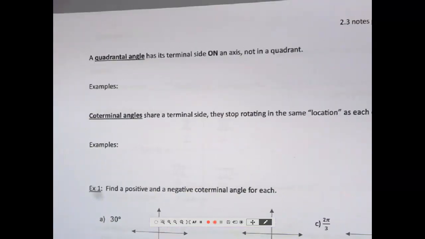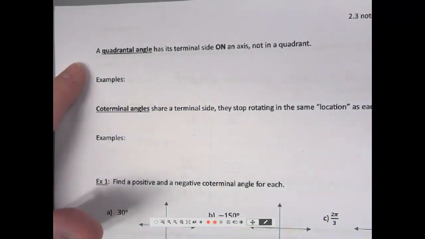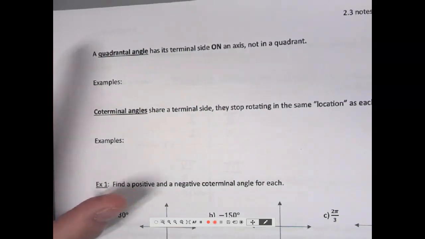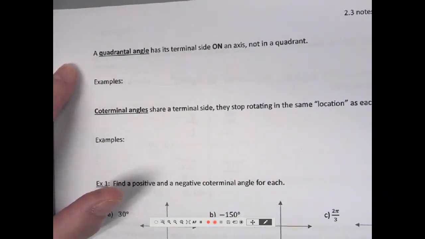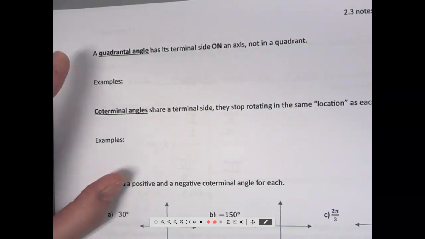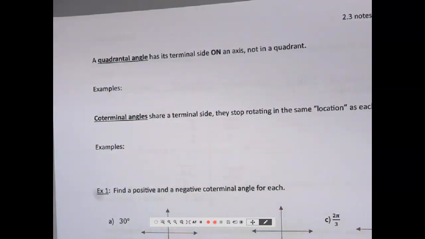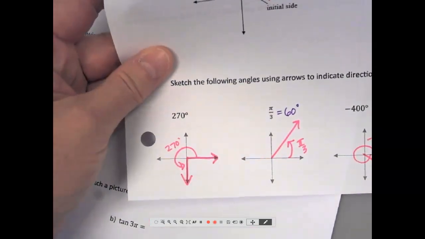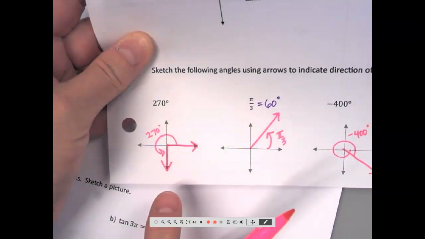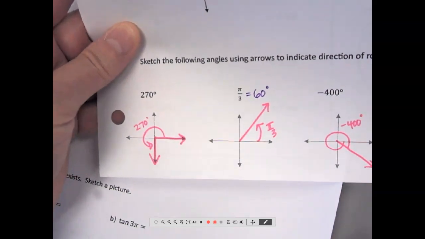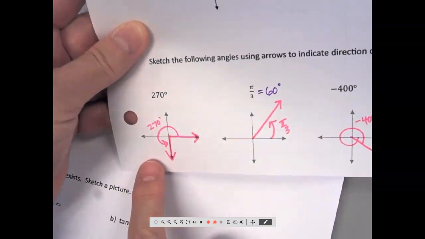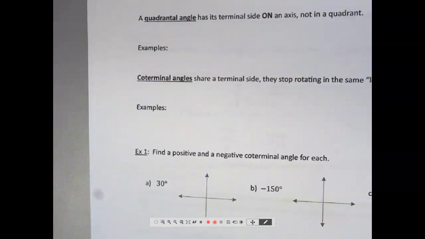Okay, so one of them previously that we did was one of these. A quadrantal angle has its terminal side on an axis, not in a quadrant. That's kind of misleading, isn't it? Because what's the root word in quadrantal? Quadrant. But a quadrantal angle isn't in a quadrant. It's the exact opposite. It's on an axis. So which one over here did we do that stopped rotating on an axis? Okay, yeah, there were two. Negative pi and 270.